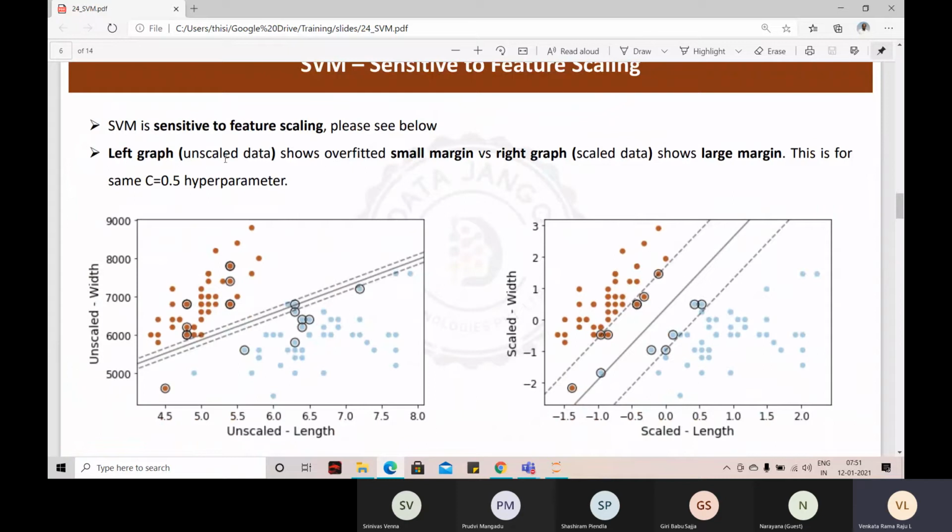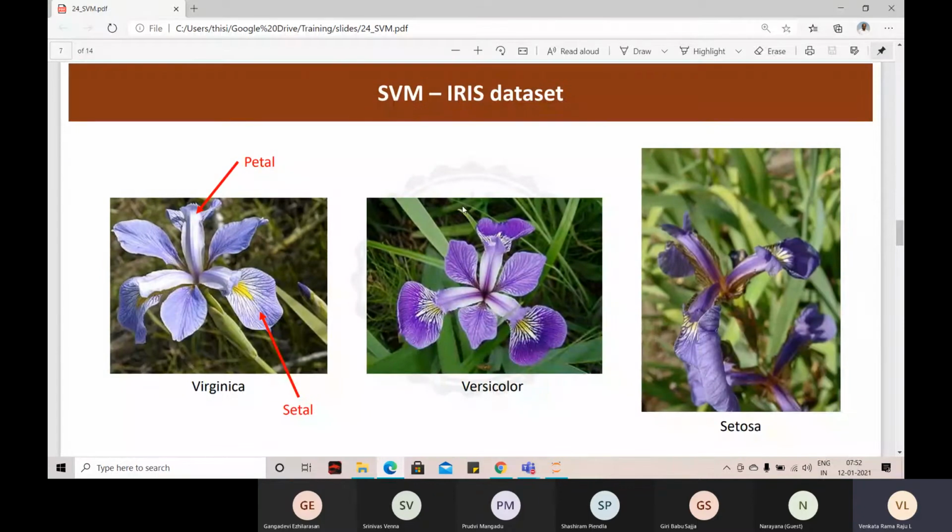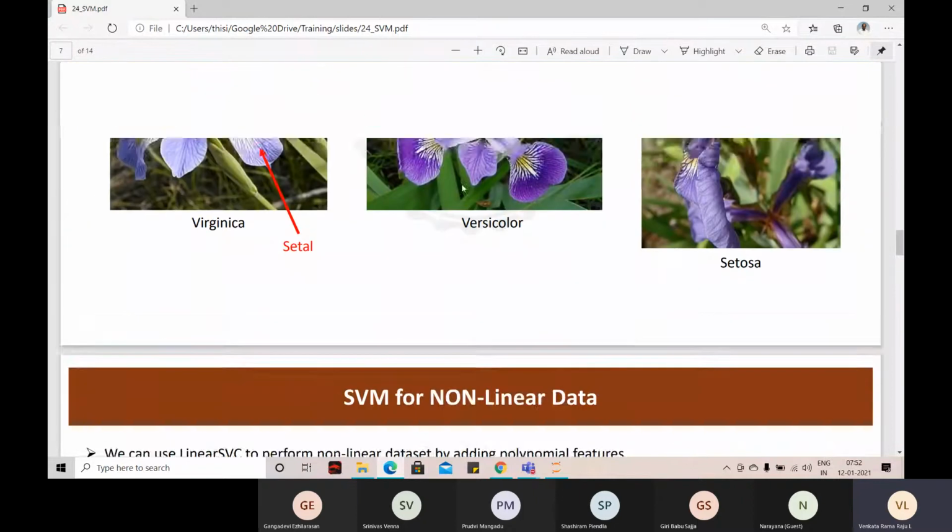And scaling is very important. When you do scaling, the angle of the decision boundary changed. The support vectors changed, right? So when you do scaling, it works better. So on KNN, we need to do scaling. On gradient descent, we have to do scaling. SVM, we have to do scaling. Feature scaling is very important.